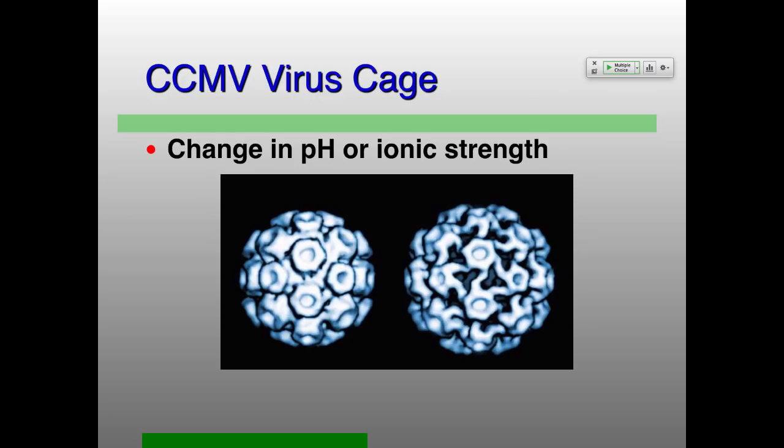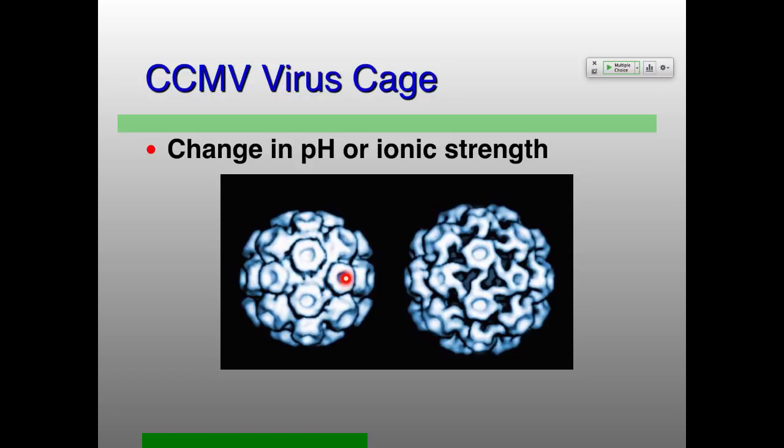Okay, so what's this funky image that I keep showing in the beginning of all of my lectures? This is CCMV, cowpea chlorotic mottle virus. Again, one of these, what's the host? What does it cause? Don't ask me what a chlorotic mottle is. I don't know. But these are really fascinating because they have this wonderful structure.